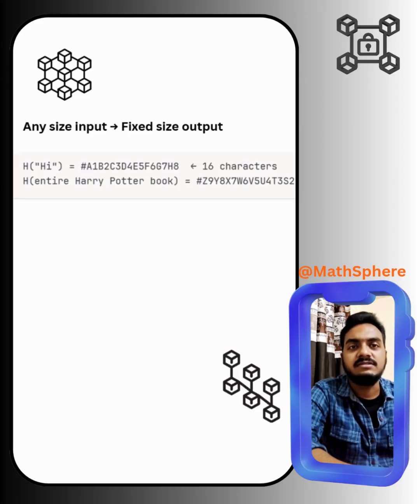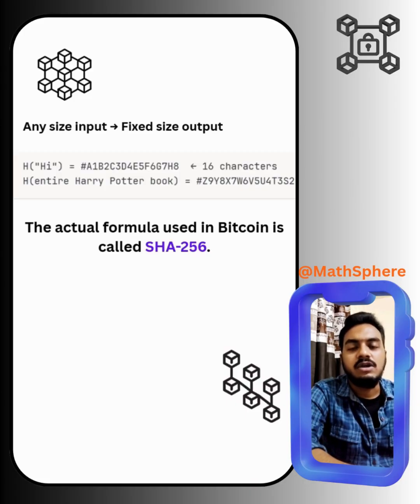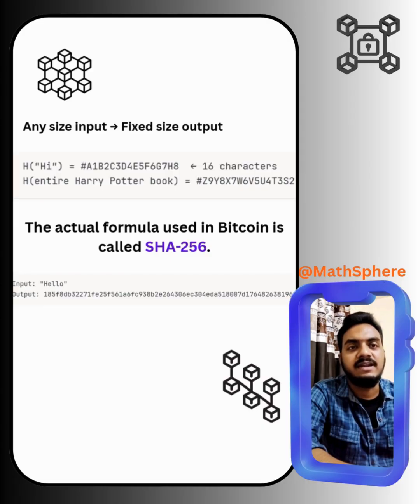In real mathematics, the actual formula which is used in Bitcoin is called SHA-256. It is based on cryptography, which we will explore in the upcoming video. For example, if you have the input message as "hello", what is the output? It contains 256 digits, a combination of letters, as you can see here. That will be the mathematical fingerprint for the message "hello".